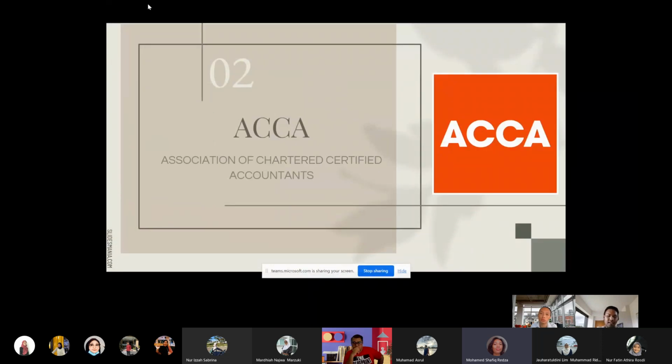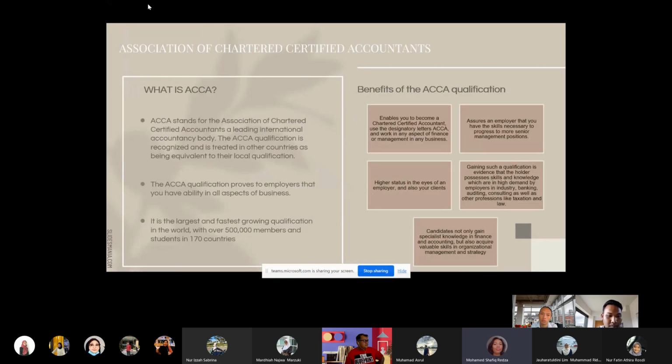Okay, so next is ACCA, Association of Chartered Certified Accountants. ACCA stands for the Association of Chartered Certified Accountants, a leading international accountancy body. The ACCA qualification is recognized and treated in other countries as being equivalent to their local qualification. Second, the ACCA qualification proves to employers that you have ability in all aspects of business, and it is the largest and fastest growing qualification in the world with over 500,000 members and students in 170 countries.